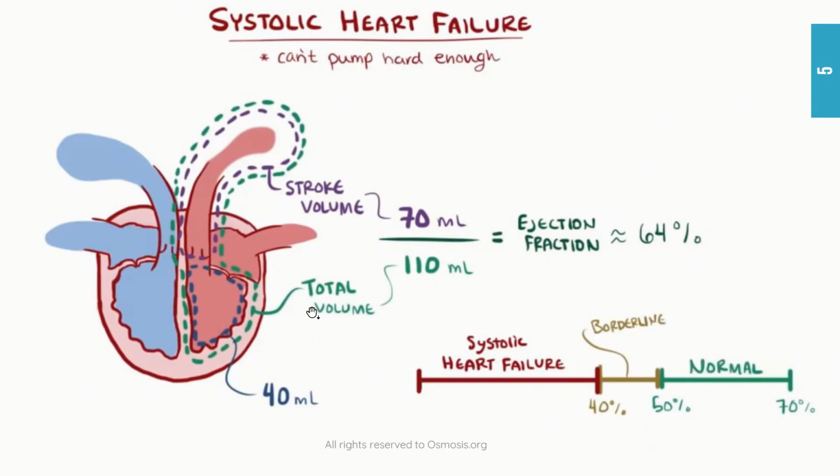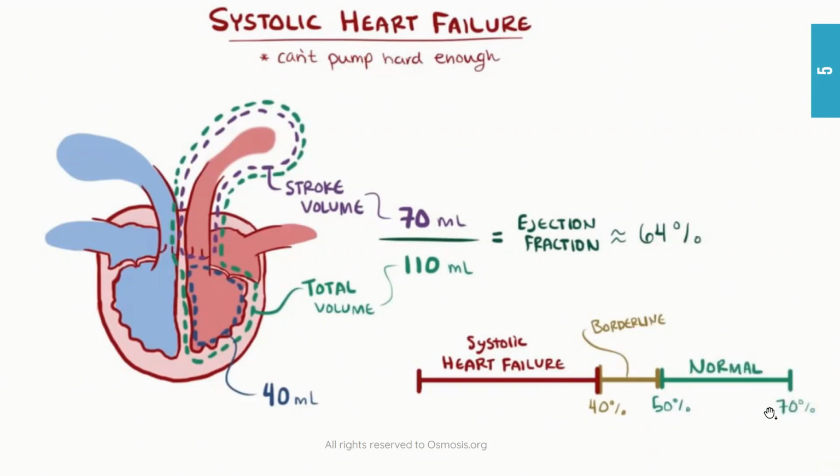So for a normal person, each heartbeat will give 70 ml, and the total amount is 110 ml in the left ventricle. So if I'd like to calculate the ejection fraction, I will divide 70 by 110. It will give us around 64. And 64 is considered a normal value. So the heart is doing well if I can achieve 64. Normally, I can say that a normal ejection fraction of 50 to 70 is fine.